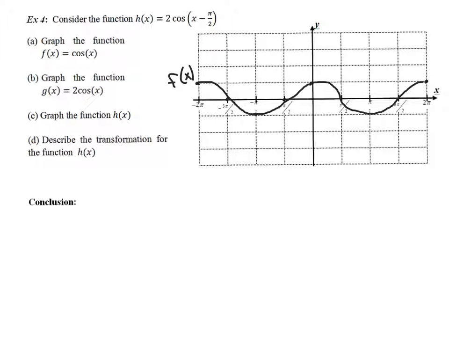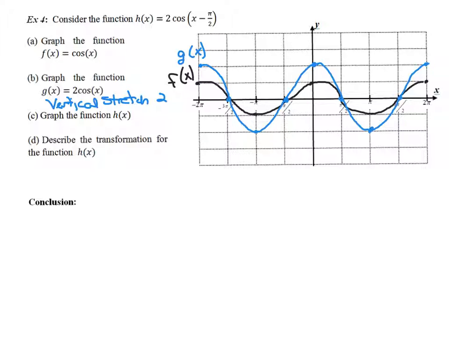Now for part B, it says let's graph g of x is equal to 2 cosine of x. So we should know that g of x is of course going to be a vertical stretch. We're going to multiply each of our coordinates by 2. So pause the video and do that vertical stretch of 2 on your graph.